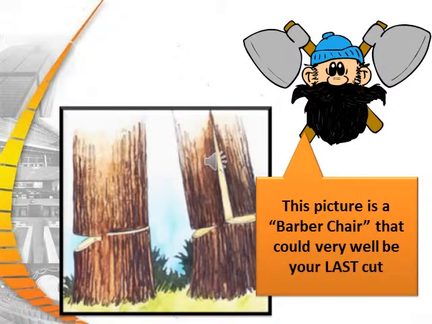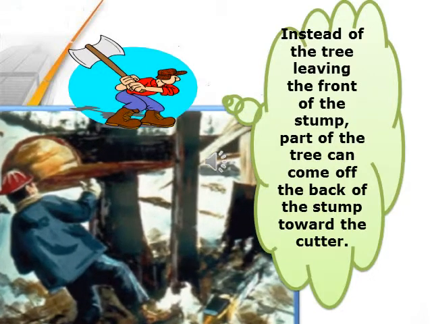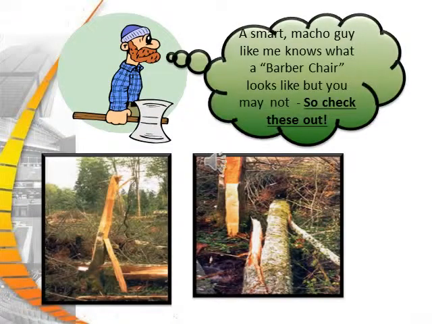This photo shows a barber chair, which could very well be your last cut. Instead of the tree leaving the front of the stump, part of the tree can come off the back of the stump towards the cutter. Here we can see some examples of trees which were improperly cut and the end result of that improper cutting. So check these out real good before you do any cutting yourself.